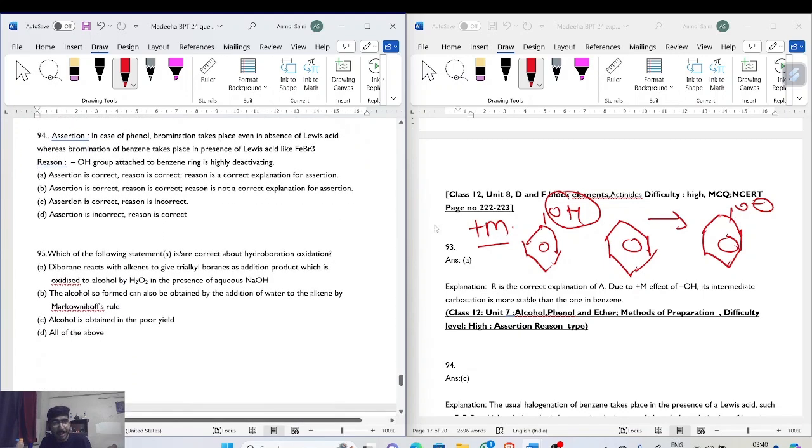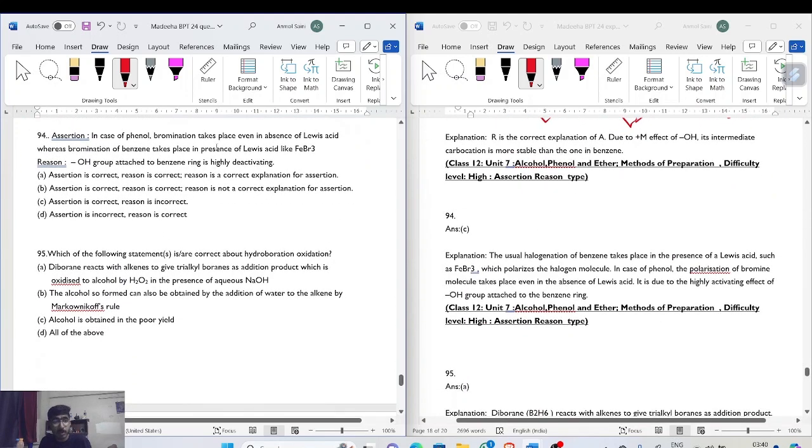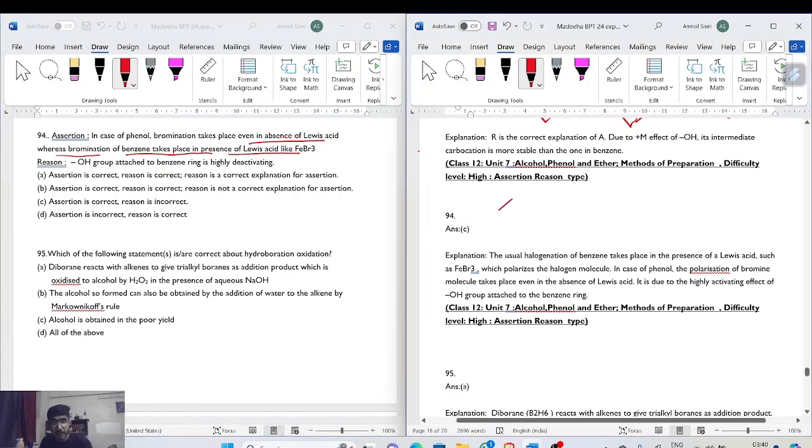Now question number 94. In case of phenol, bromination takes place even in absence of Lewis acid, whereas bromination of benzene takes place in presence of Lewis acid like FeBr3. Yes, this assertion is correct, that bromination of phenol can take place without Lewis acid. Its bromination can take place similarly by this reaction.